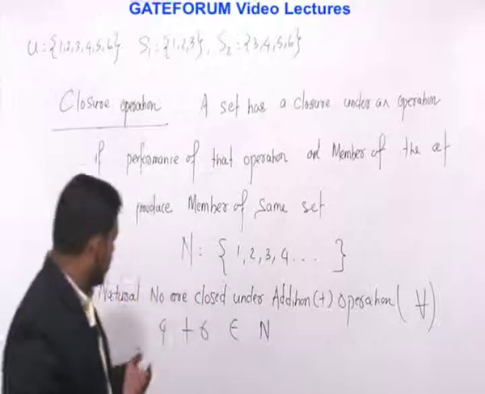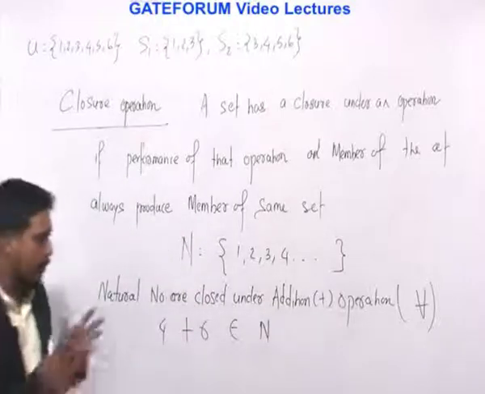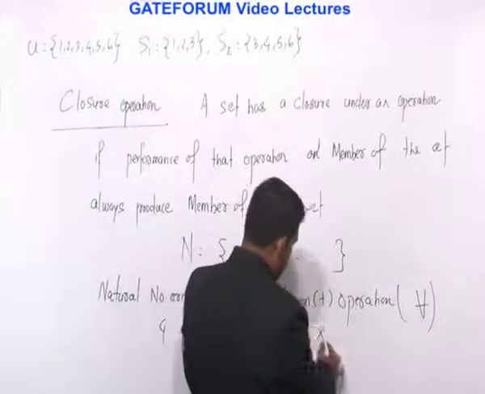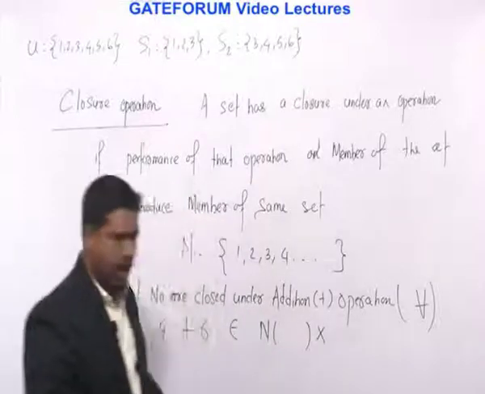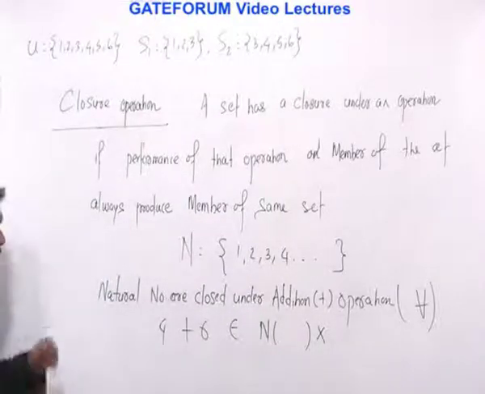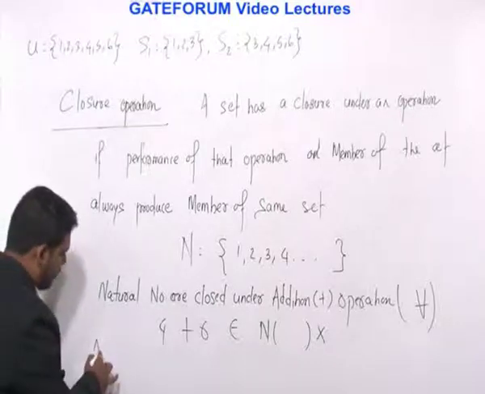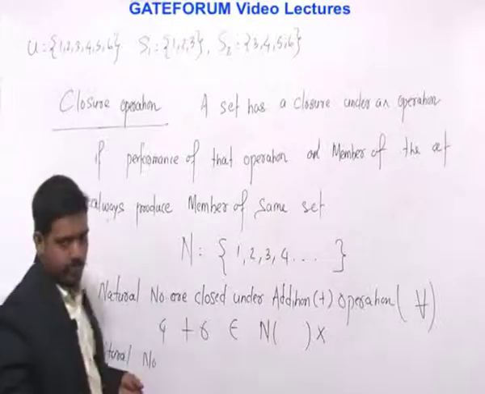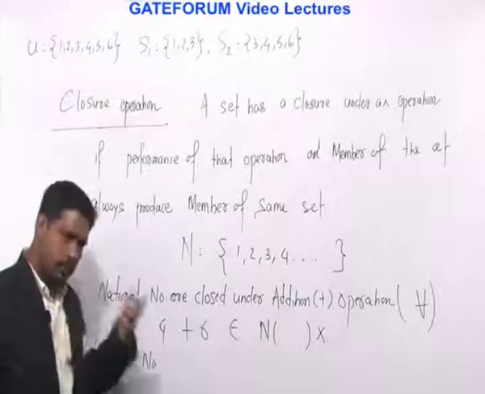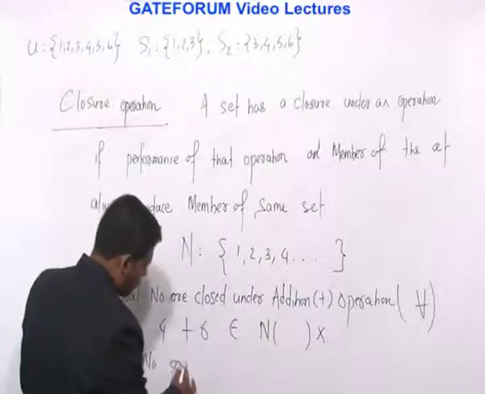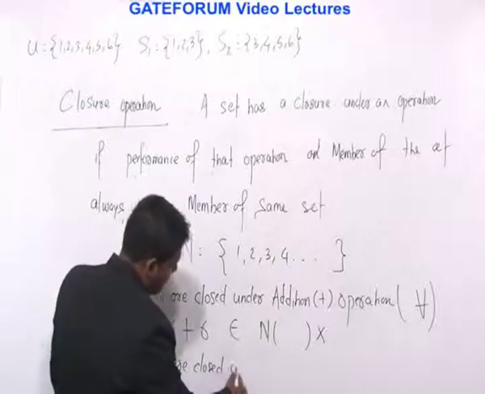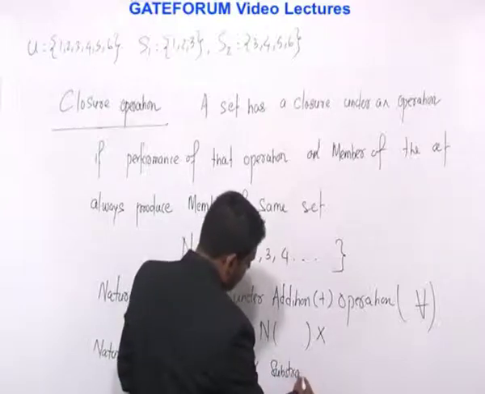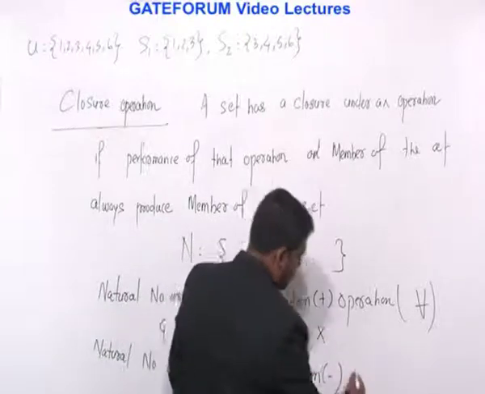Yes, it is always true that if you take two natural numbers and perform addition, the result will belong to the natural numbers. You can claim this for multiplication also: they are closed under multiplication. But what you cannot claim in this case is, natural numbers are closed under subtraction, the minus operation. True or false?